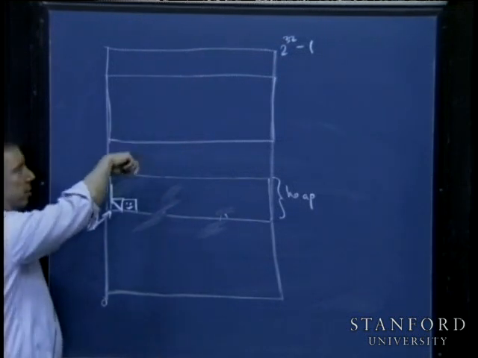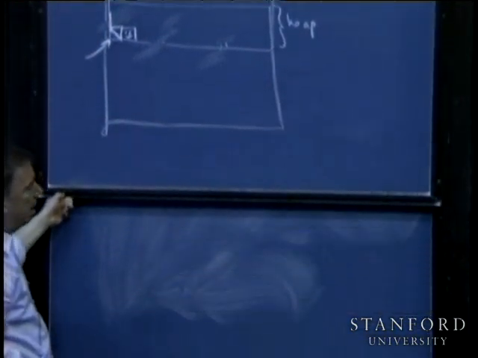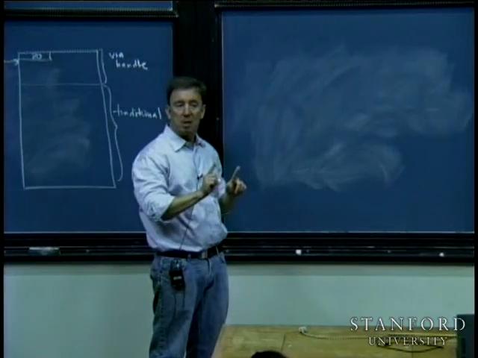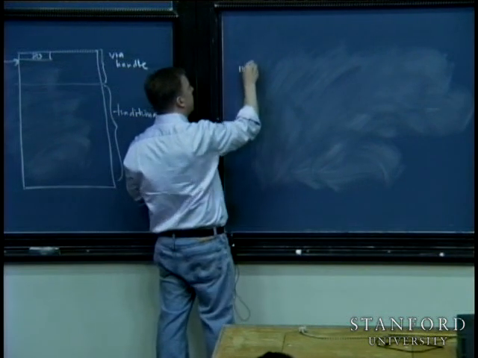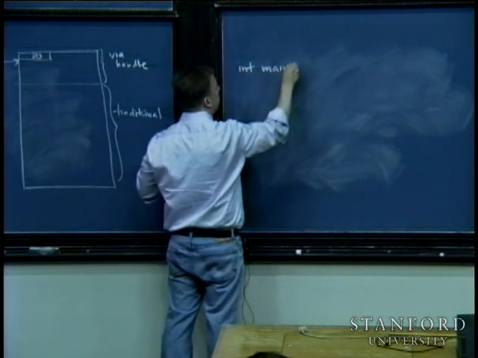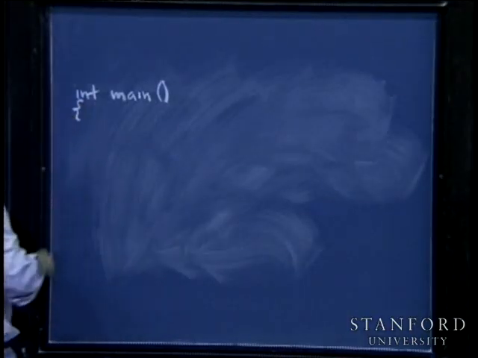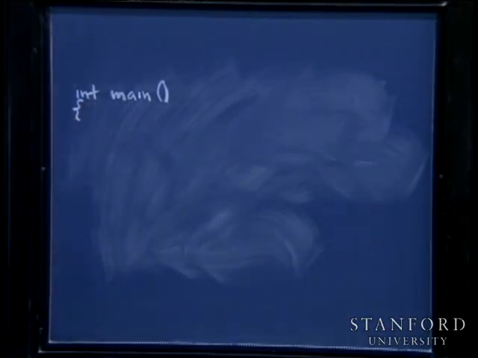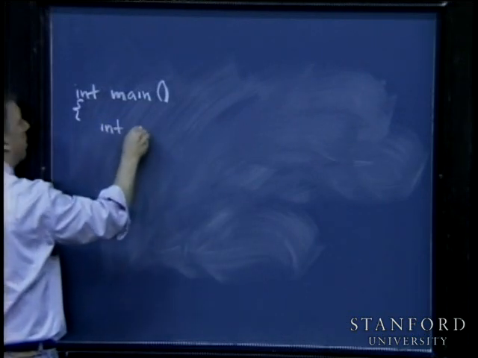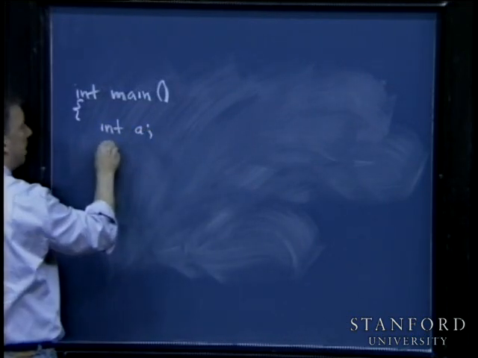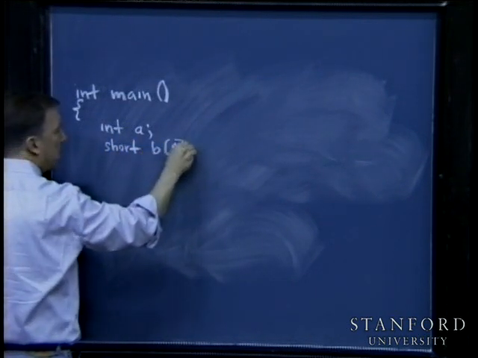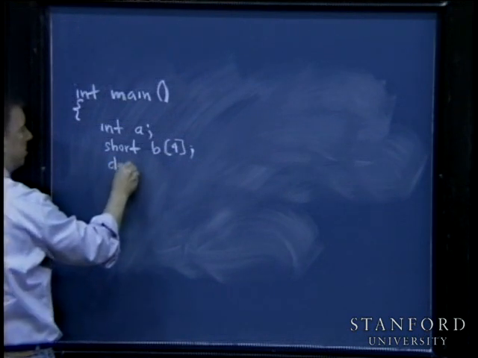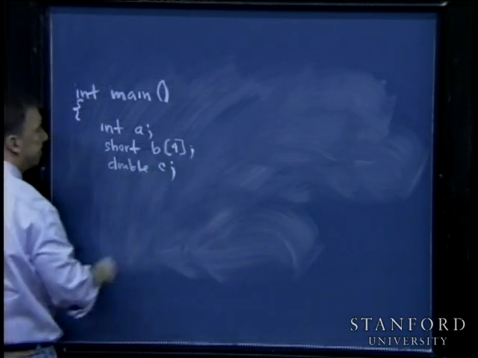I will draw more elaborate pictures within this in a little bit, but let me just invent a function. I don't care about code so much as I just care about the local variable set. Let's not worry about any parameters. Let's say that it declares an int called a, a short array called b of length 4, and a double called c.